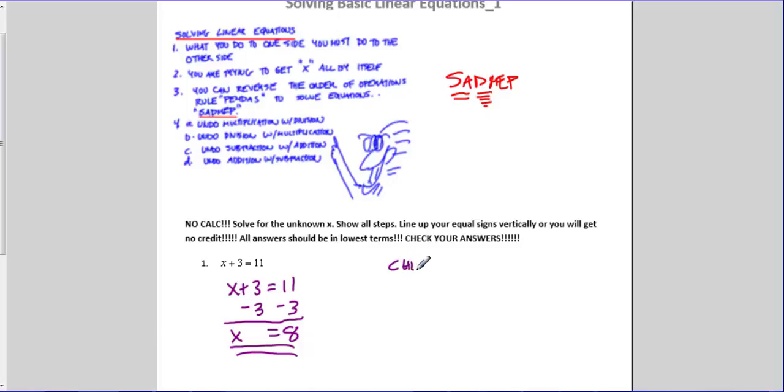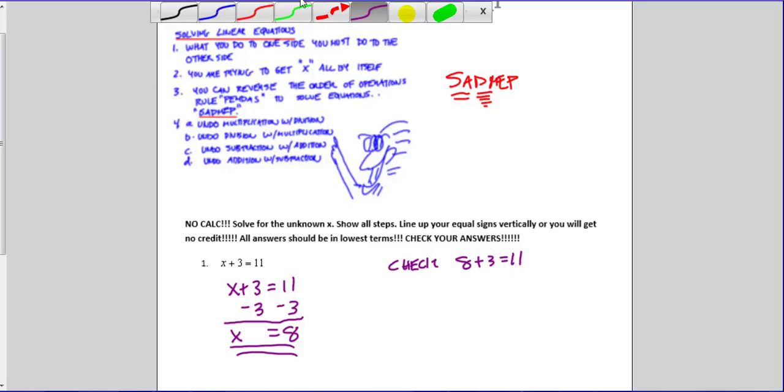To check the answer, you go 8 plus 3 equals 11, plugging in 8 for x. You're just resubstituting, and it checks out.